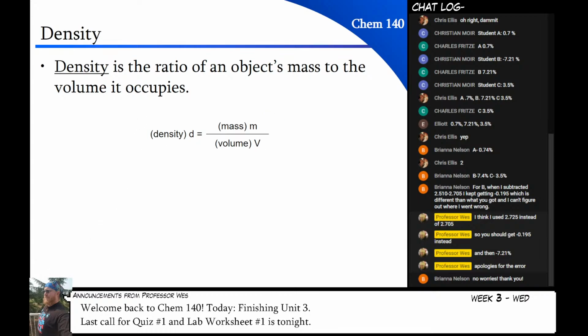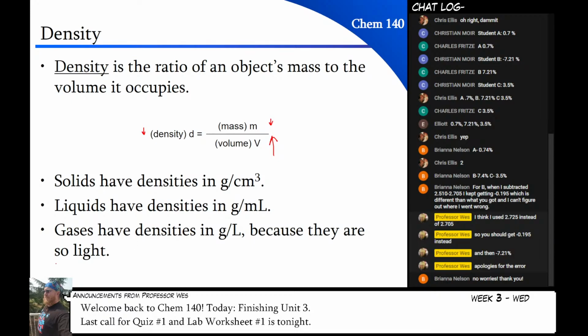But if I have a very large volume, so if this number is large and this number is small, then I get a small number in turn. So I can manipulate these masses and volumes and get all sorts of different unique results.